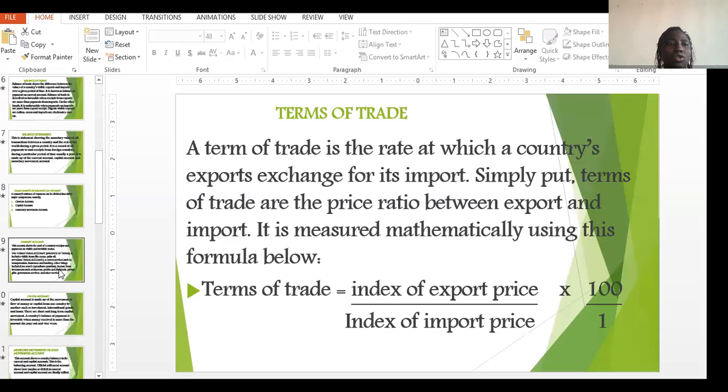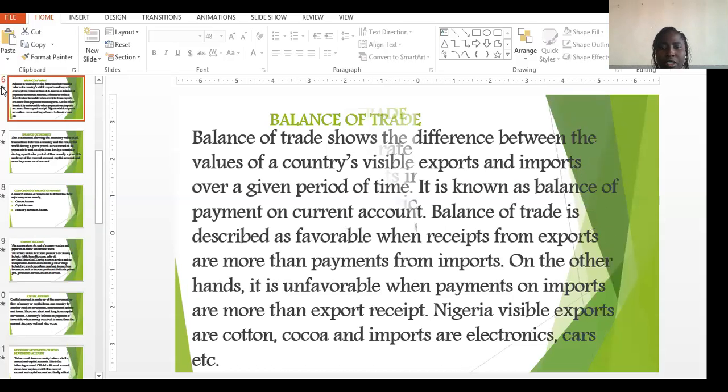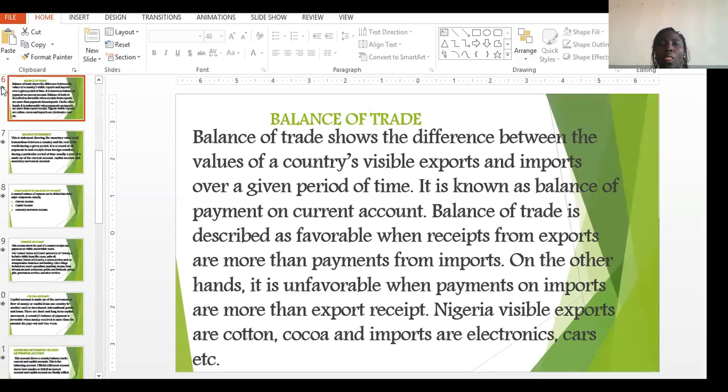All right, let's go to the balance of trade. Balance of trade shows the difference between the values of countries' visible exports and imports over a given period of time.